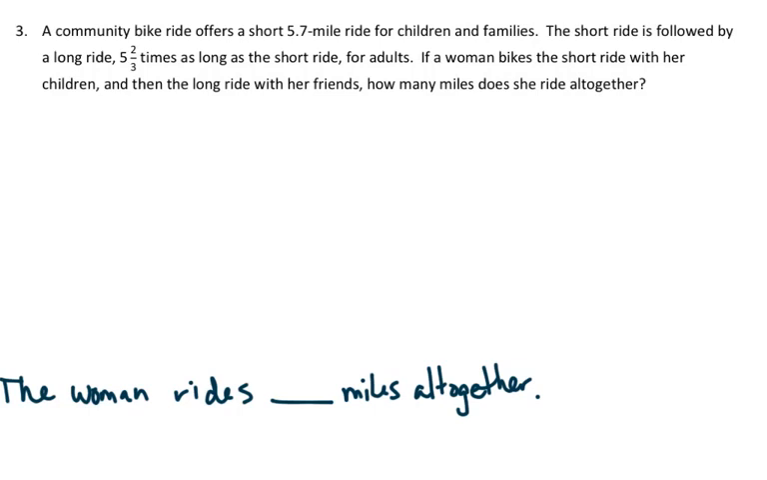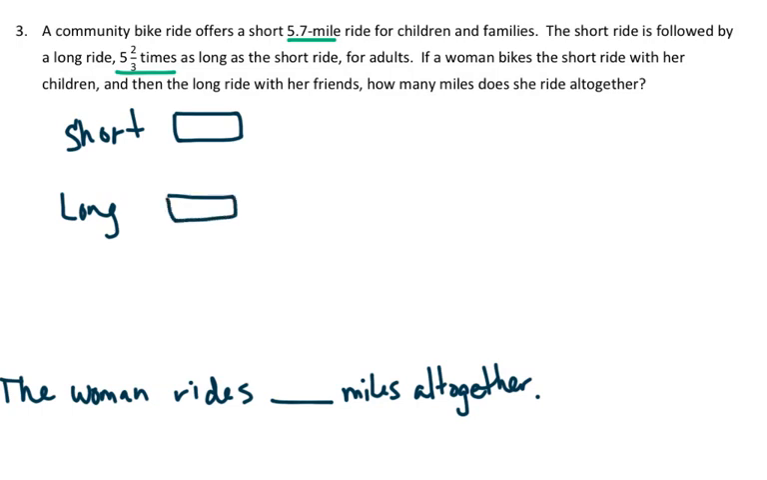Okay, so we're going to look at the information that is given to us, and we know that the community bike ride offers a short ride of 5.7 miles, and that the long ride is 5 2/3 times as long. So I'm going to use a tape diagram for this, and the short ride I'm going to represent with this tape right here. So then the long ride is going to be, let's see, 5 2/3 of that. And to do this, we're going to pretend all of these segments right now are equal. So I have, pointing out right here, 5.7 miles. And the long ride is going to be 5 2/3 times as long.